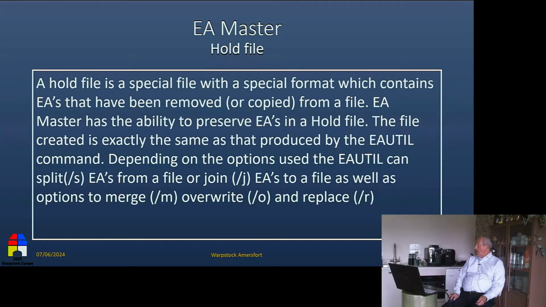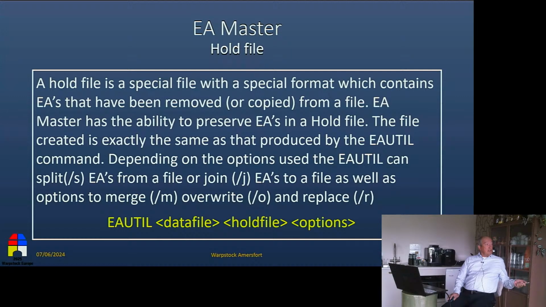The EA utility has the ability to strip EAs from a file or directory, put them into a file, and you can put that on a system that does not support EAs. And when you come back, you take those EAs and you join them back to the original file. This is what the command looked like: EA util, the name of the file, the hold file, and the options. And the options are remove or replace, overwrite, modify, join, and so on. So basically, the normal sort of things you can do.